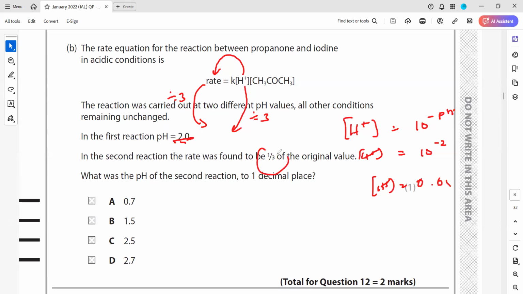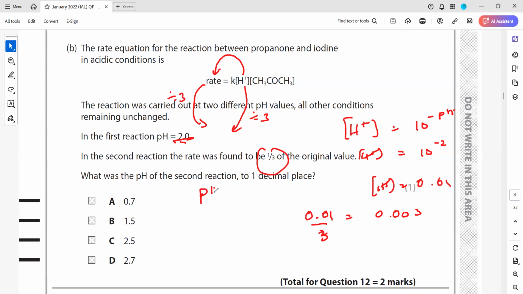But the second experiment, it is 1. If the rate is decreased by 3, hydrogen ion concentration will also decrease by 3. So it will be 0.01 divided by 3. So 0.003. That is the new concentration.